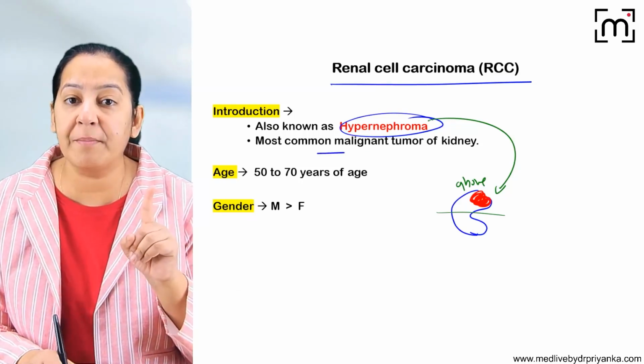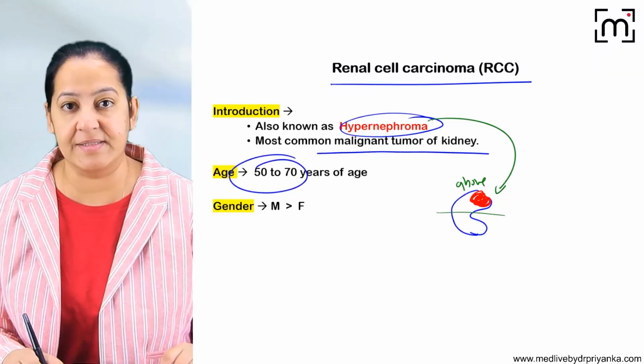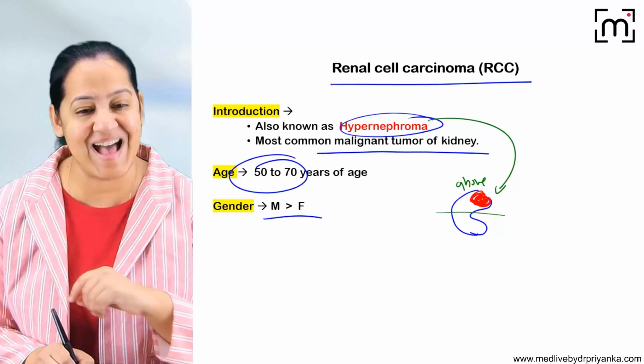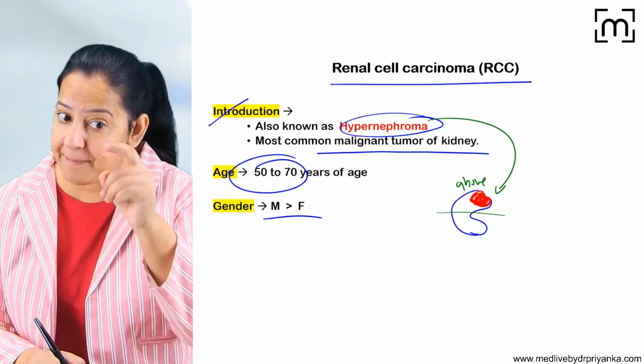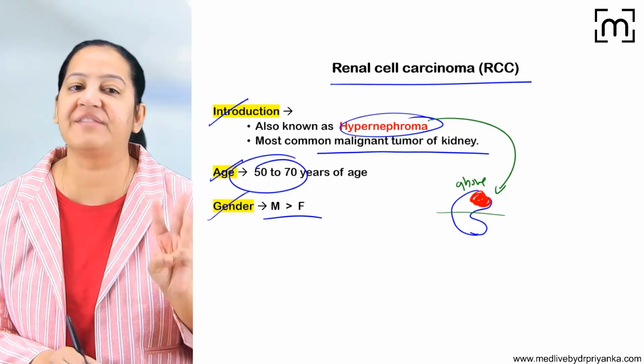It is the most common malignant tumor of kidney in adults. Most common age of presentation is 50 to 70 years. It occurs at a relatively old age, and it is more common in males as compared to females. So learn the introduction, learn its other name hypernephroma, learn it is the most common tumor of kidney in adults, and learn the age and the gender.